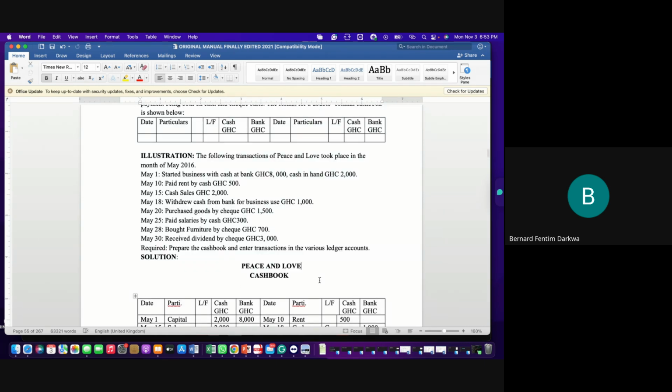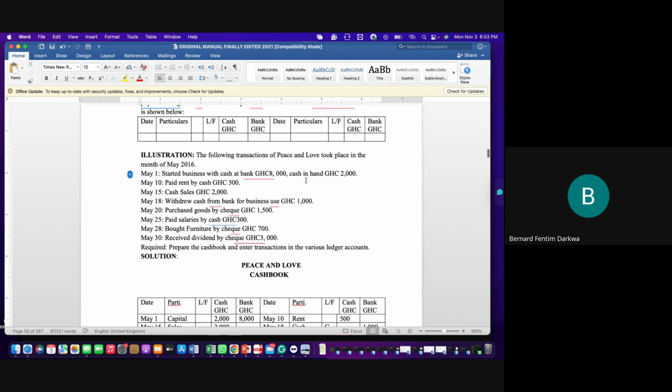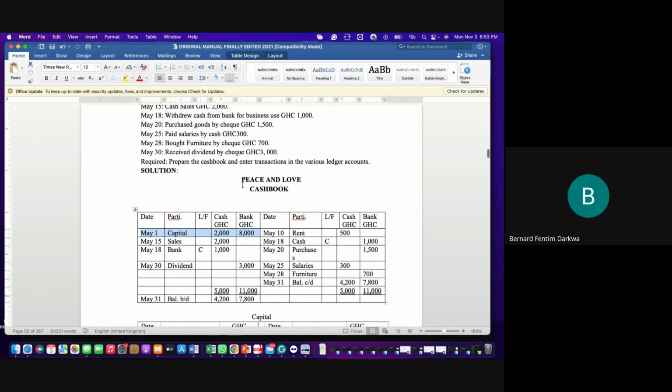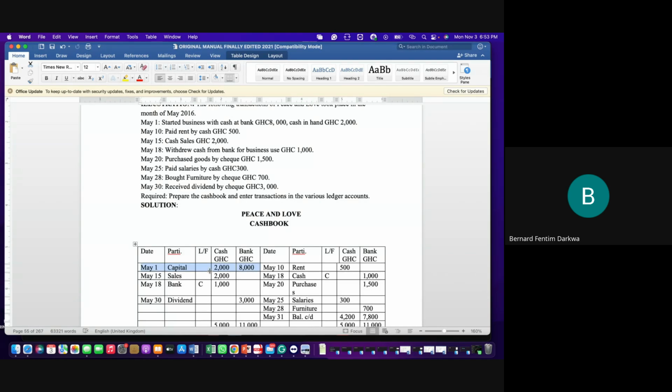So this is a double column cash book. Look: started business with cash at bank 8,000 and in hand 2,000. So in between capital and cash, you come here, cash book, fees and cash book. Then you open your date, particulars, ledger folio, the format. Then you start with first May, capital, because the bank is receiving and cash is also receiving from capital. So the first transaction, we record it. Capital account is giving to cash and bank, and we record it. That is very simple.